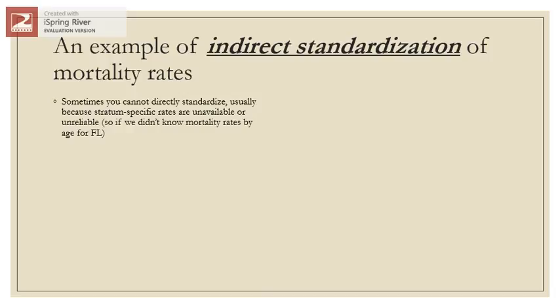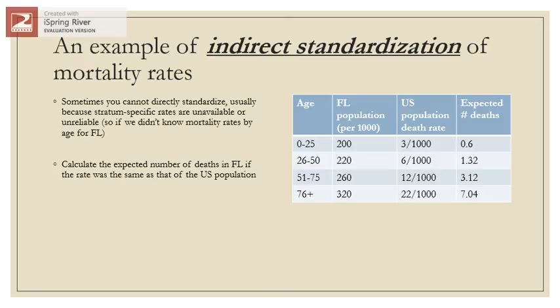There's another technique called indirect standardization. Sometimes you don't know what the death rate is in Florida for each age group. So in that case, we would do a technique called indirect standardization. We want to calculate how many deaths we would expect in Florida if the rate was the same as that of the United States. So if we know the death rate for 0 to 25-year-olds in the U.S., we just don't know it for Florida. Specifically, we can do indirect standardization.